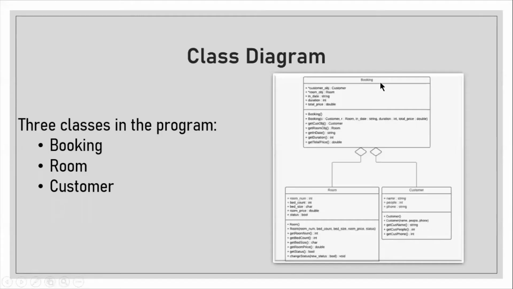Okay, the next explanation is the class diagram. Our system uses three classes in the program: booking, room, and customer. Booking has a relationship with each of the other classes, the room and customer, so that the booking can interfere with the data of the other classes.